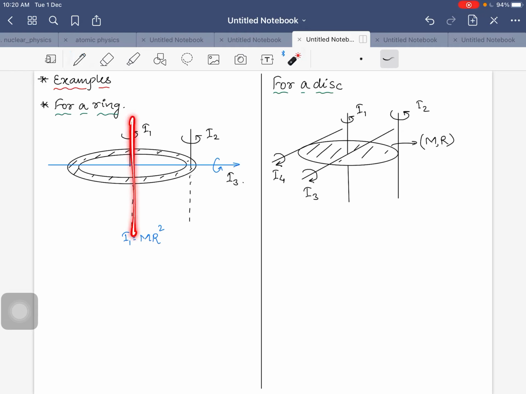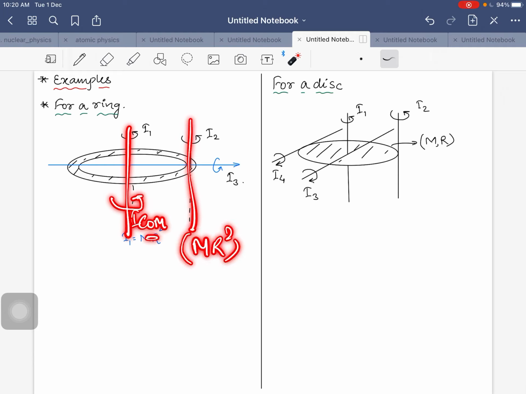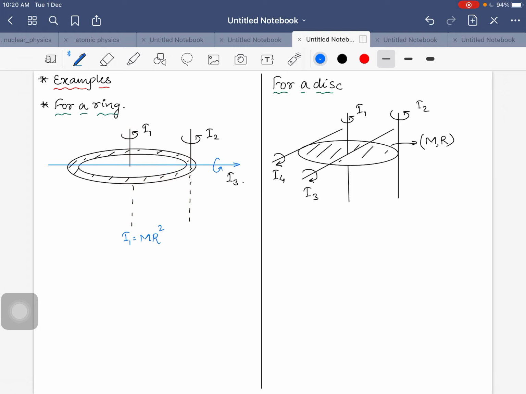Now this and this are parallel and it is passing through center of mass also. This is ICM. So I can apply the parallel axis theorem. So it will be mr square, that is this, plus m into the distance between these two axes, that is r. So mr square plus mr square, so it will be 2mr square. So I2 will be equals to 2mr square. Okay.